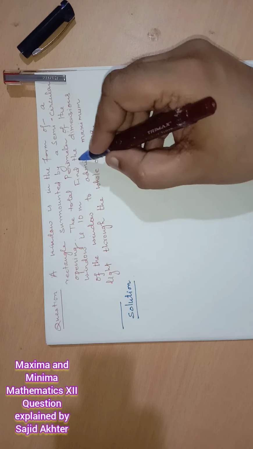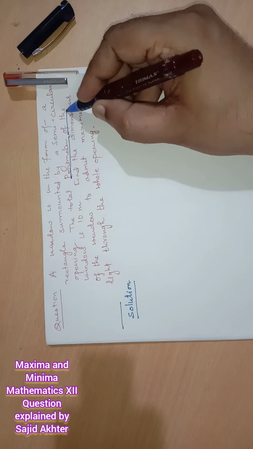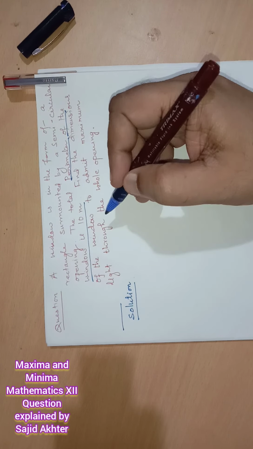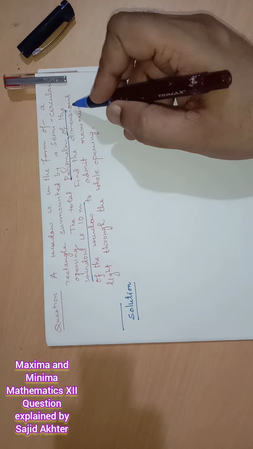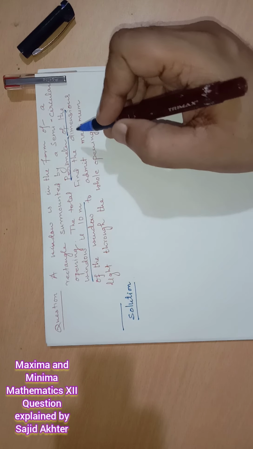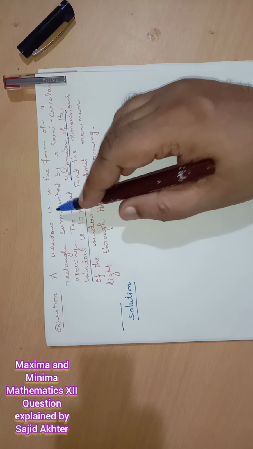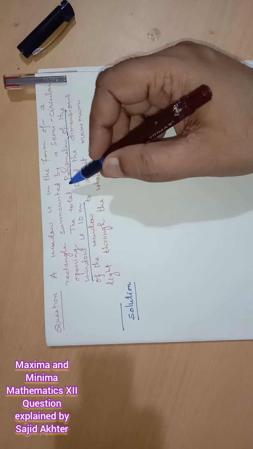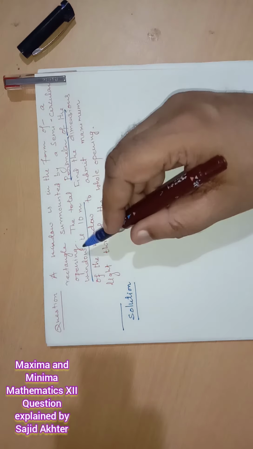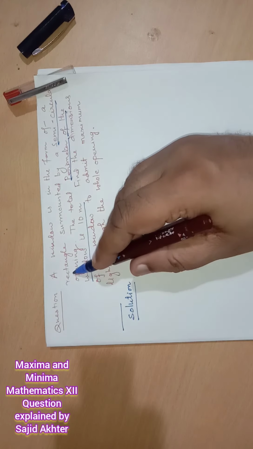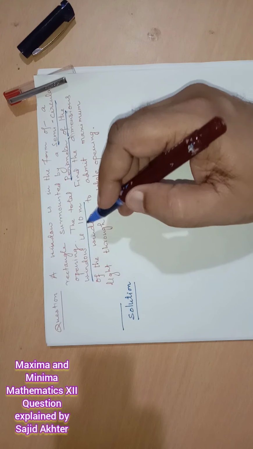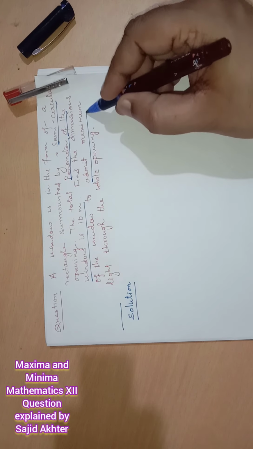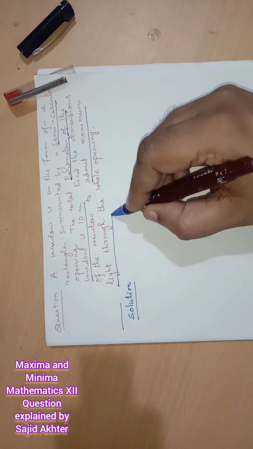So here the perimeter is given. The perimeter of the window is 10 meter. It means that the perimeter is a constant. And to find the dimensions means we have to find the length and breadth of the rectangular part, and also we can find the radius of the semicircular opening, so that it admits the maximum light through the whole opening.